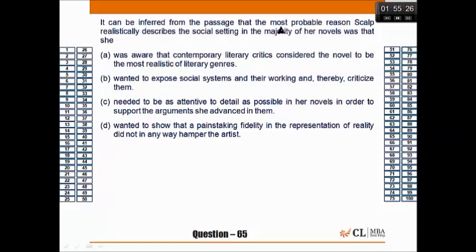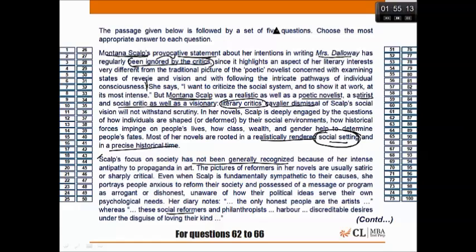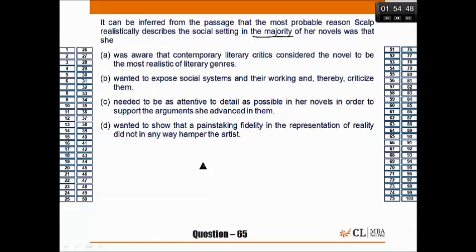It can be inferred from the passage that the most probable reason Sculp realistically described the social setting in the majority of her novels was. Oh, this is too broad. Realistic setting, social setting. Okay. Most of them are rooted in realistically rendered social settings. Why? Well, let's take one sentence above. In her novels, Sculp is deeply engaged by the questions of how individuals are shaped or deformed by their social environment, how historical forces impinge upon people's lives, how class, wealth, and gender. Most of them are rooted in social. Okay, great. Let's see what I say.